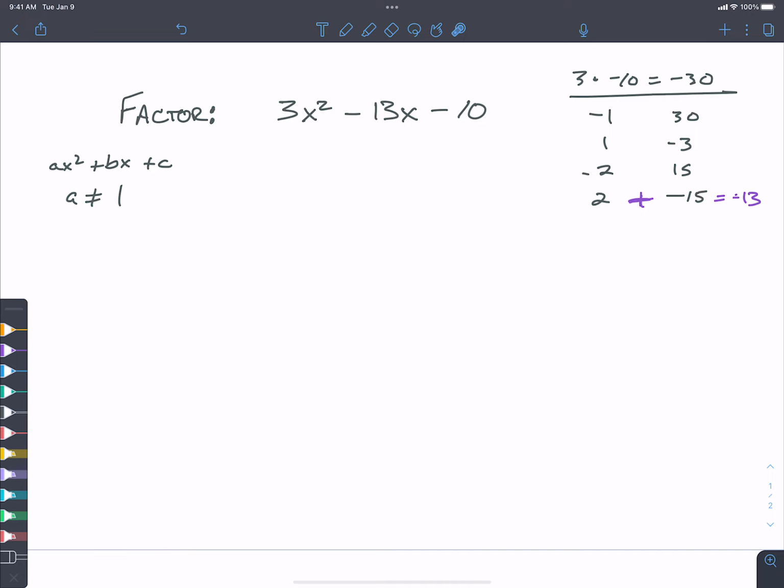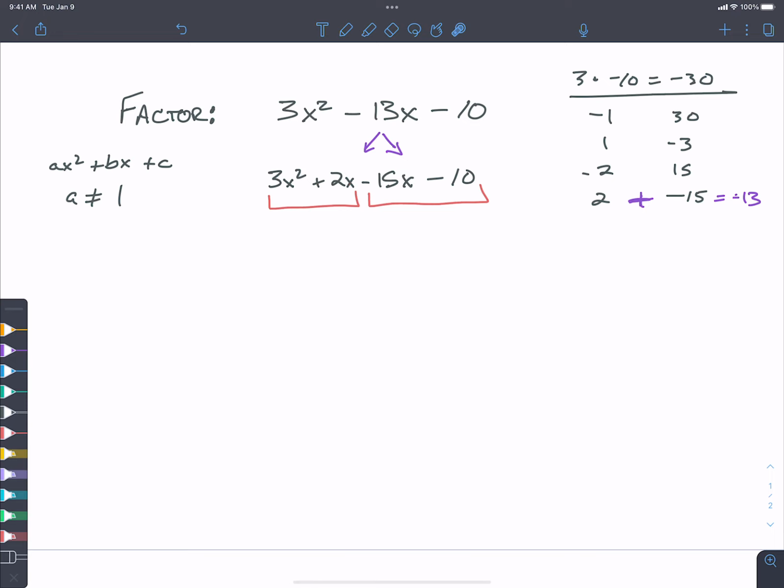So what I'm going to do is, again, split this middle term into two pieces. I'm going to have 3x squared, and then one of my terms is going to be positive 2x, and then the other term is going to be minus 15x, minus 10. So this is simply negative 13 rewritten strategically using these values. Now we're going to look to see what is common between these two, and what is common between these two.